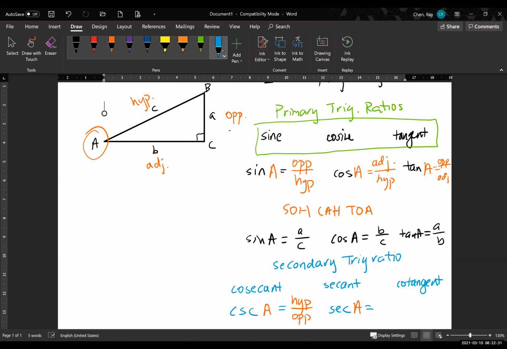And I think a lot of you are already figuring out what I'm trying to do. The ratio for secant is the hypotenuse over the adjacent. And finally, the short form for cotangent is COT. So the cotangent of angle A, it is equal to adjacent over opposite. I apologize for running out of room on your screen. So if you need to pause the video, look at the screen, that's okay. So these are called the secondary trig ratios.